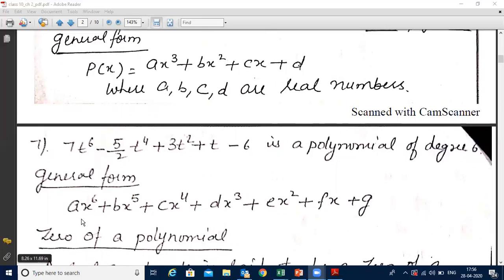Its general form will now be ax raised to power 6 plus bx raised to power 5 plus cx raised to power 4 plus dx raised to power 3 plus ex square plus fx plus g, where a, b, c, d, e, f and g are real numbers.